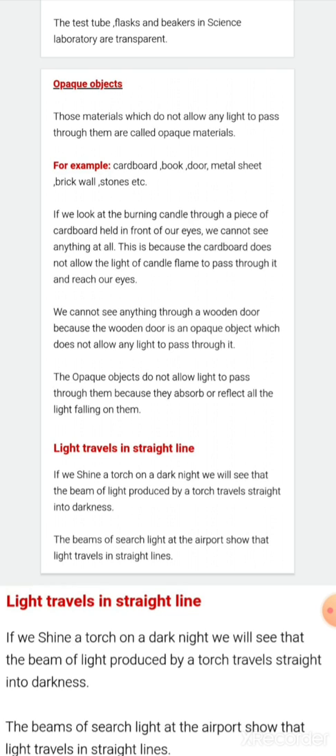Opaque materials are like cardboard, books, doors, metal sheets, brick walls, stones, etc. Opaque objects do not allow light to pass through them because they absorb or reflect all the light falling on them. And students, there is a very important condition here, that light always travels in a straight line.